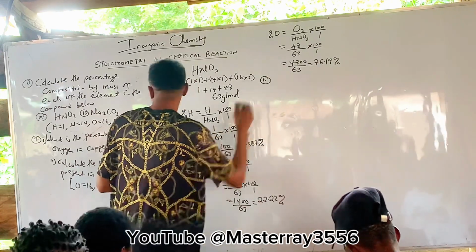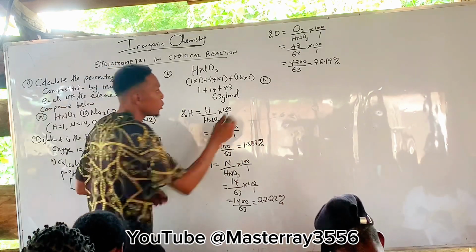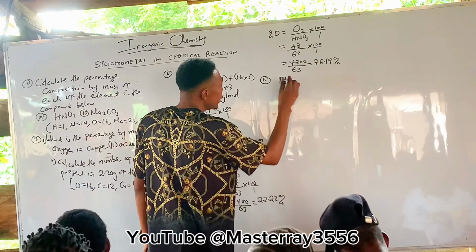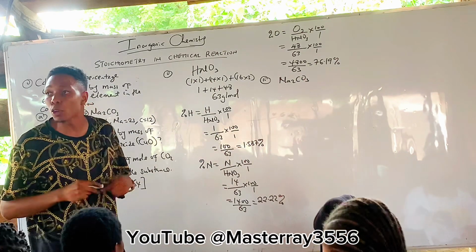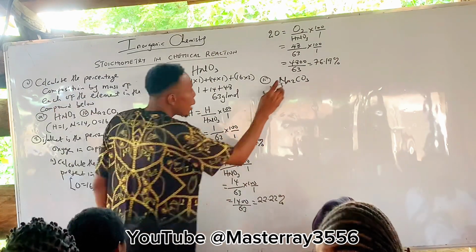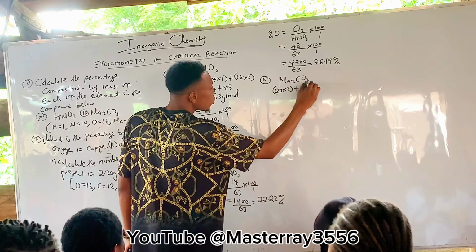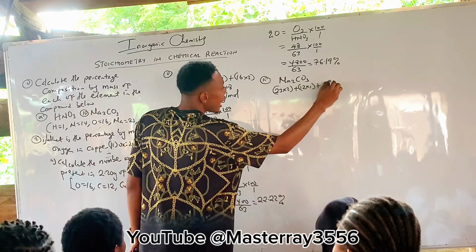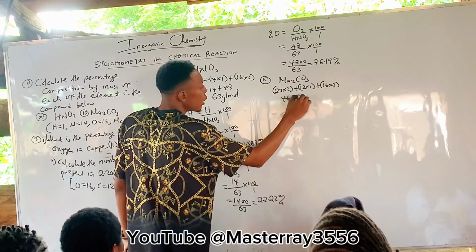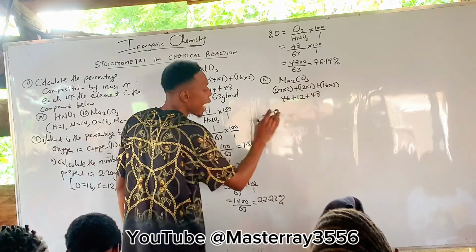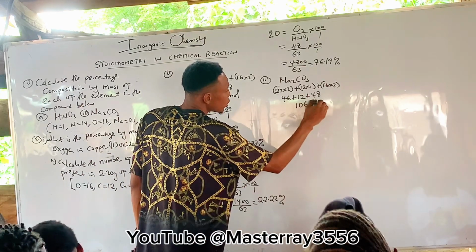So number 2, we now have to look for that of Na2CO3. What do you do first? You look for the molar mass of the compound. Are you following? So the molar mass of that is 23 times 2, then plus 12 times 1, then plus 16 times 3. 23 times 2, 46, plus 12, plus 48. If you add up, what do we have? 106 gram per mole.